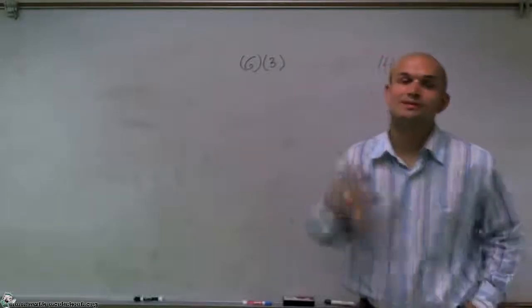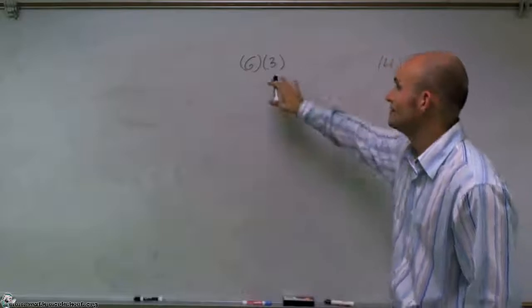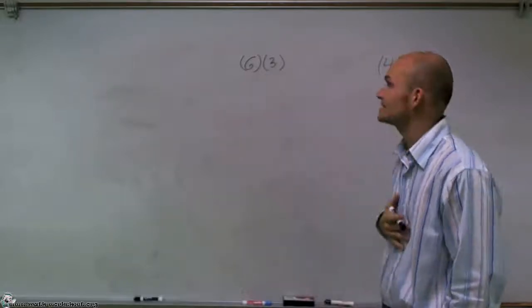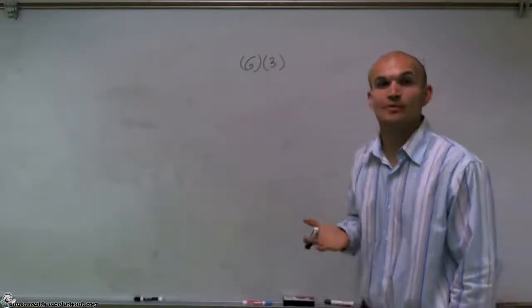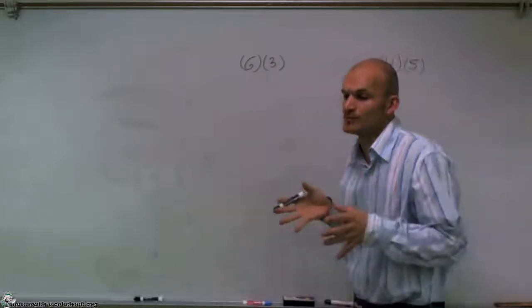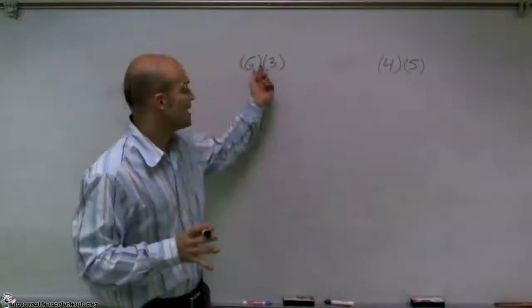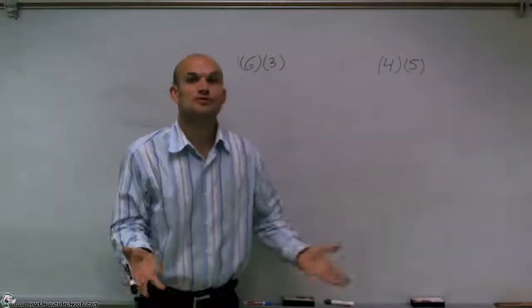Welcome. What I want to do today is show you how to do multiplication of two integers. So what I have here, my first example is 6 times 3. Now there's a couple ways we can represent 6 times 3. Here I have them in two parentheses. And when we have two numbers in parentheses, or whenever we're putting anything in parentheses, and there's no operation in between them, we're going to assume it's multiplication.